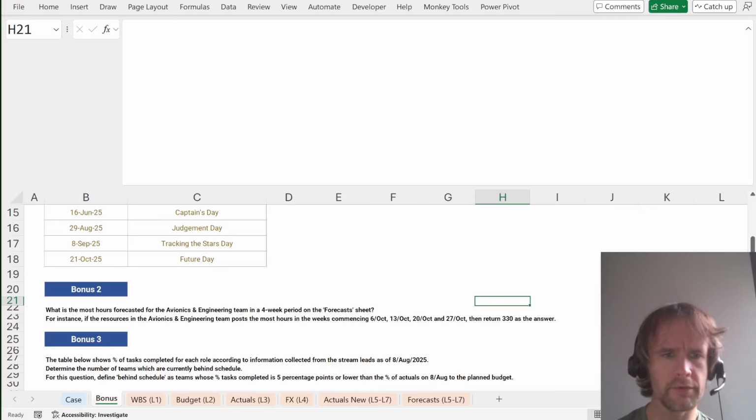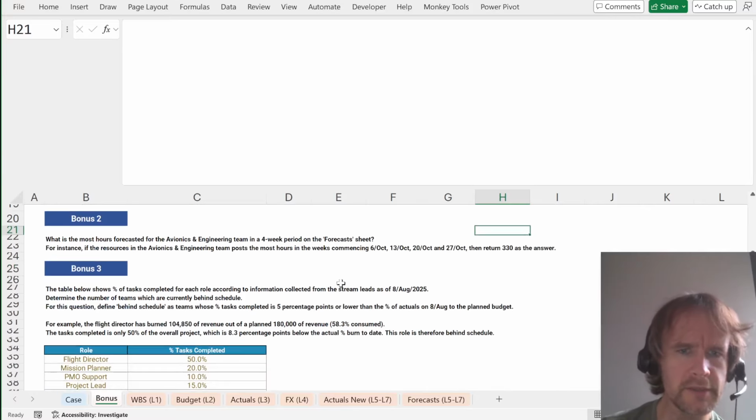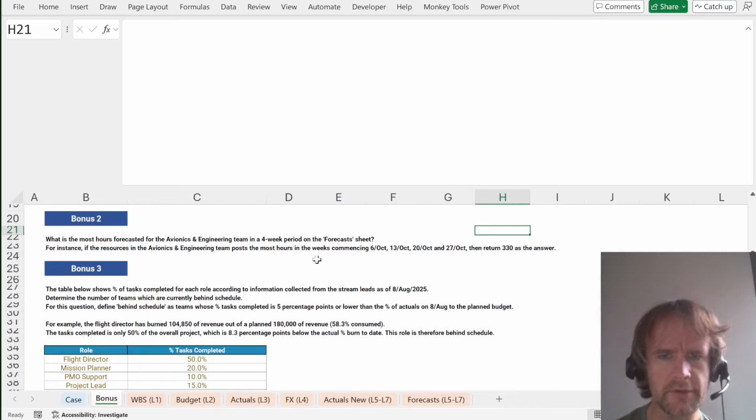All right, bonus 3. Table below shows the percent of tasks complete for each role according to information collected from the stream leads as of the 8th of August. Determine the number of teams which are currently behind schedule. Team is behind if percent tasks completed is 5 percentage points below or lower than the percent of actuals on the 8th of August to the planned budget.